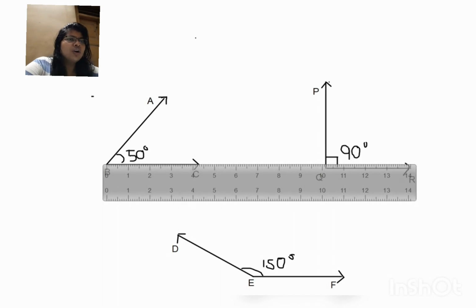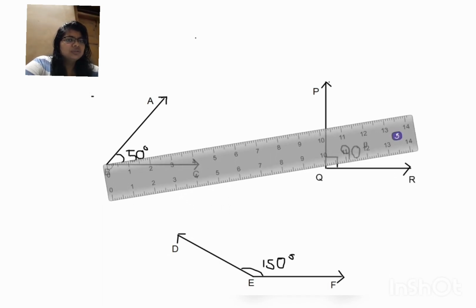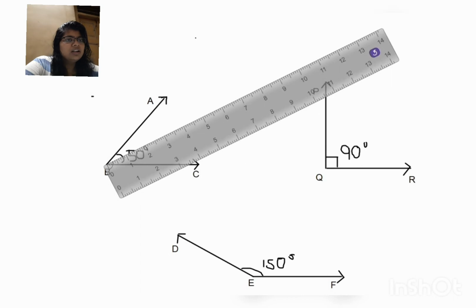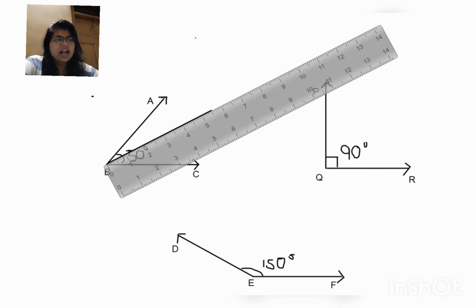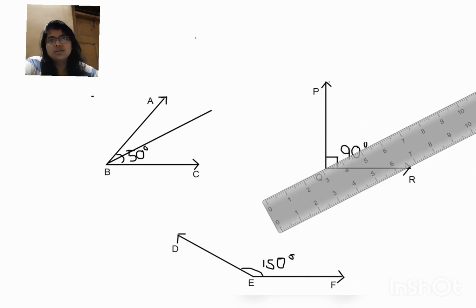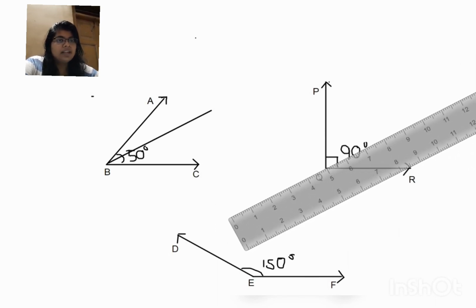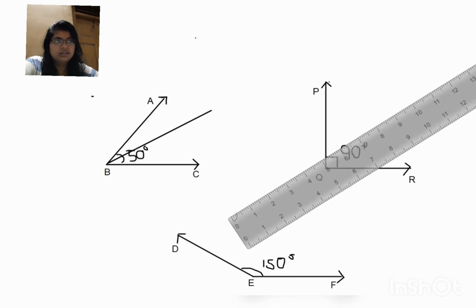Now I have a short activity for all of you. I want you to divide these angles into two equal parts using just a ruler. Can you all do that? Let us try to do it. I will do it along with you all. So I want you all to try this in your books. After making an angle, try dividing it just using a ruler.